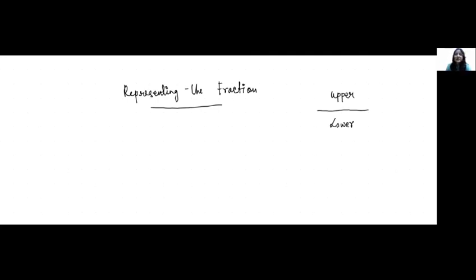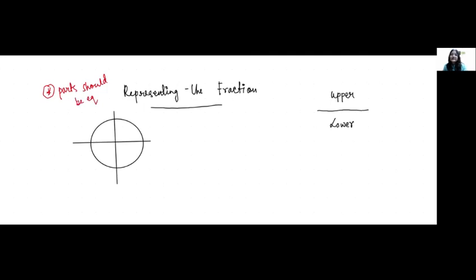So let us see how we can use this general idea in a more specific way. Again, we are taking the circle and I'm dividing it into parts. Make a note of a very important thing while dividing it into parts: the parts should be equal. We cannot take fractions of unequal parts. It has to be in equal parts to represent the whole thing in fractional form.